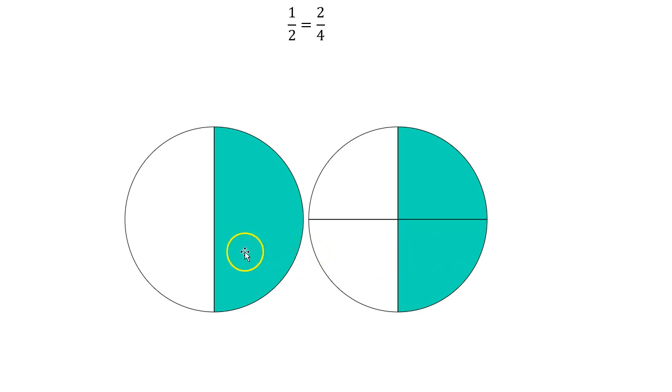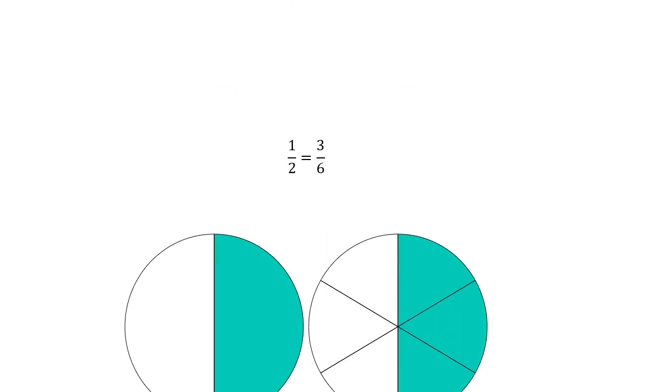Now, what do you notice? This amount of shading is the same as this amount of shading. 1/2 of the circle is the exact same thing as 2/4 of the circle. This amount of green is the same as this amount of green.